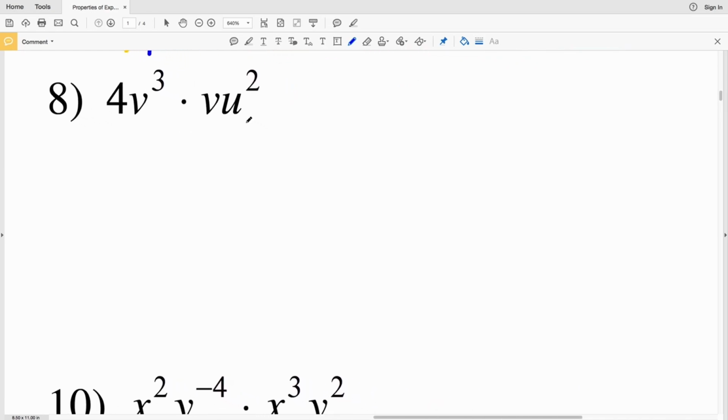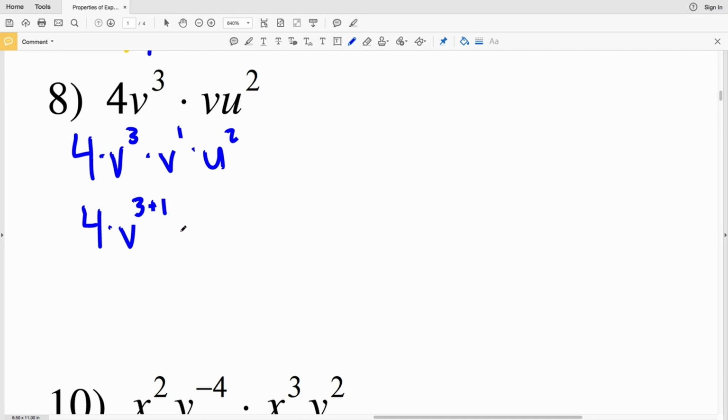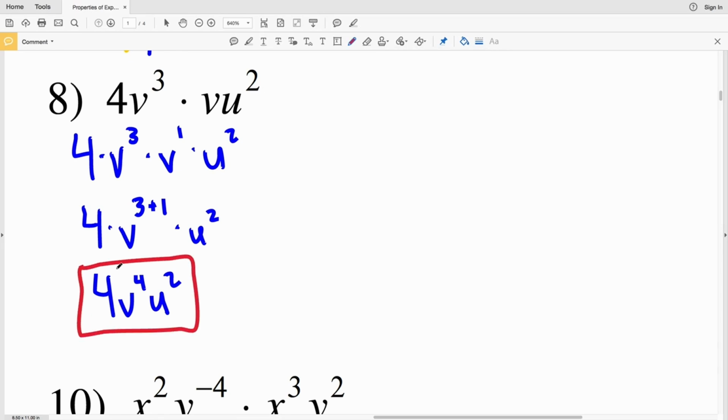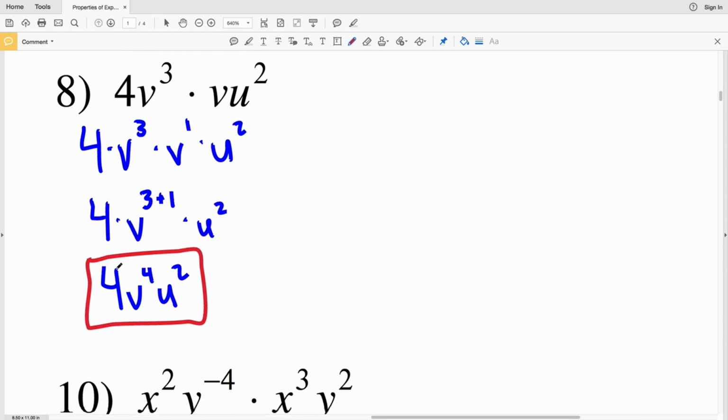Continuing on to number 8, I'll rewrite this as 4 times v to the third times v times u squared. Now v to the third times v is the same as v to the third times v to the first. So we'll have 4 times v to the 3 plus 1, and then that will be multiplied to u squared. So I'll have 4 times v to the fourth times u squared as my solution in number 8. 4v to the fourth times u squared.